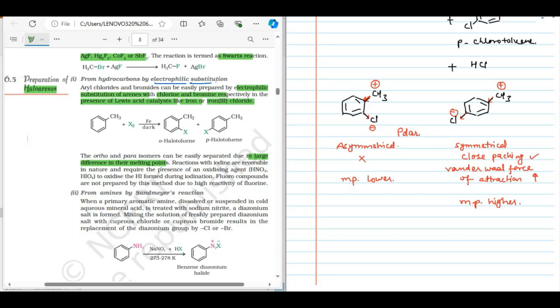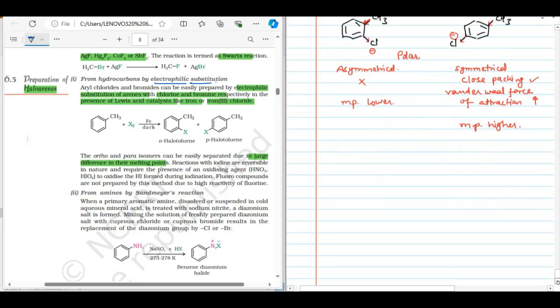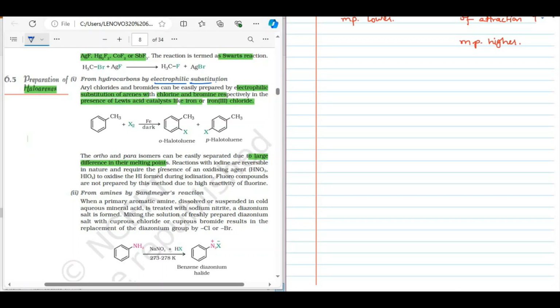Now let's read from the book. The ortho and para isomers can be easily separated due to large difference in their melting point. The reactions with iodine are reversible in nature and require the presence of an oxidizing agent like HNO3 or HIO4 to oxidize the HI formed during the iodination. So let's try to understand why iodination is reversible in nature.